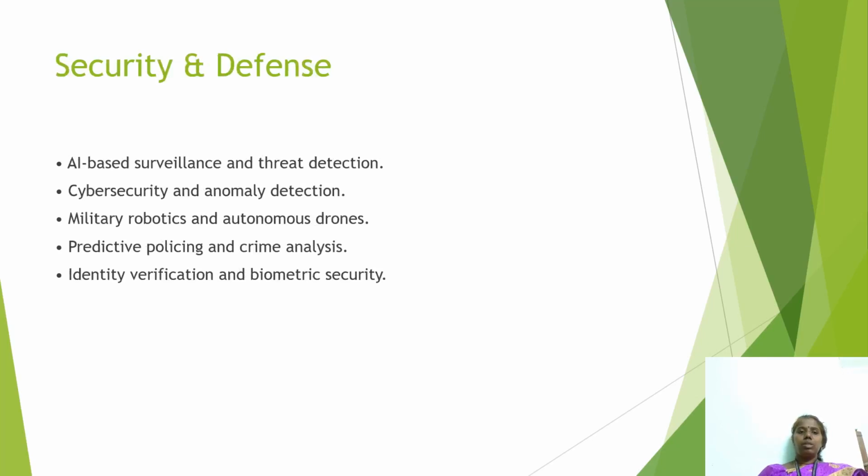Next we are going to see security and defense. This is one of the main applications of AI. Why I am saying this is that security is a main concern in today's world. So we have created AI-based surveillance and threat detection, cyber security and anomaly detection, and we can use military robotics and autonomous drones. And we can use predictive policing and crime analysis. We can do identity verification and biometric security.